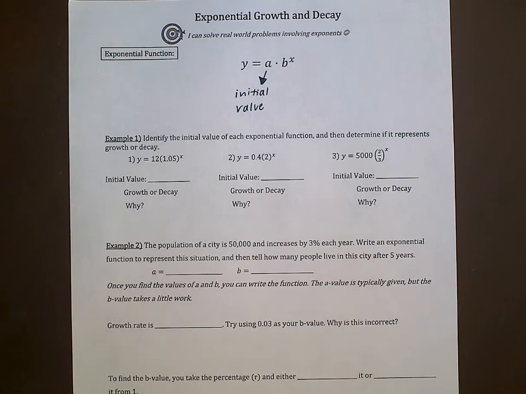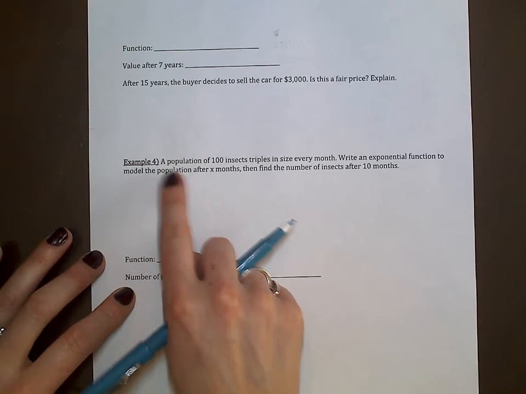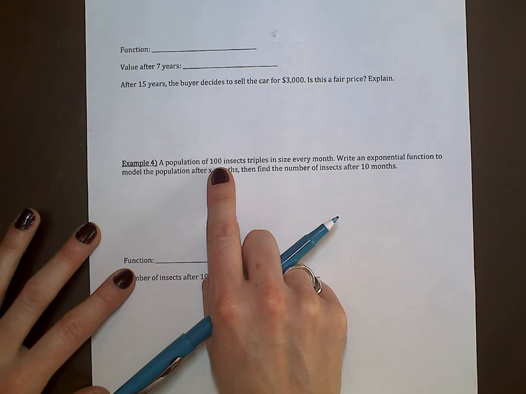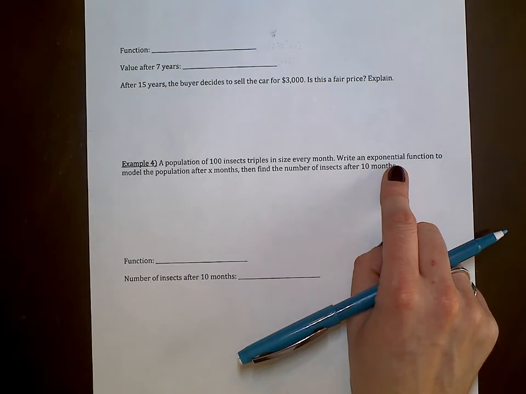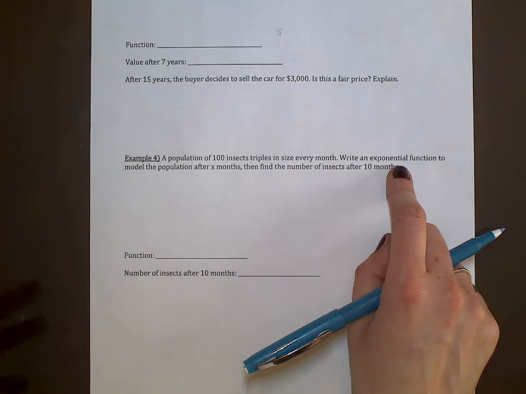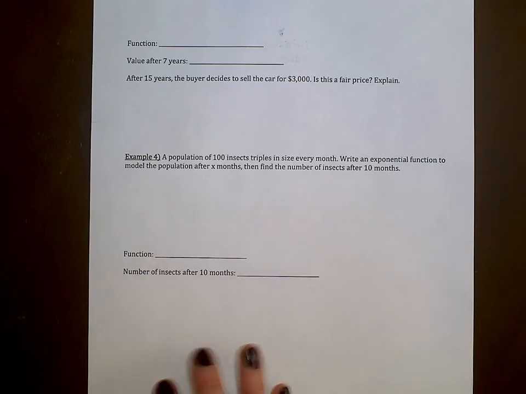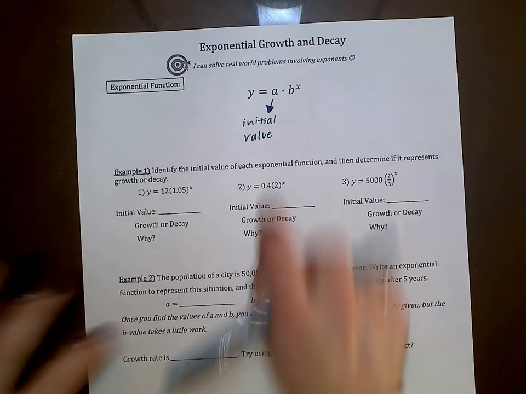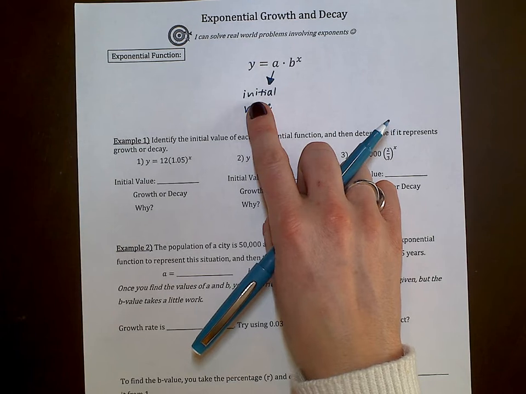So you might be talking about a bank account balance or a population of people or insects. You see this sometimes in biology. And actually the example at the very back talks about a population of 100 insects that triples in size every month. And we can use exponential functions to figure out how many bugs there would be after 10 months, which is totally disgusting, but exponents can apply to that. So A is the initial value, whatever you start with. That's what initial means, right off the bat, what are we beginning with?